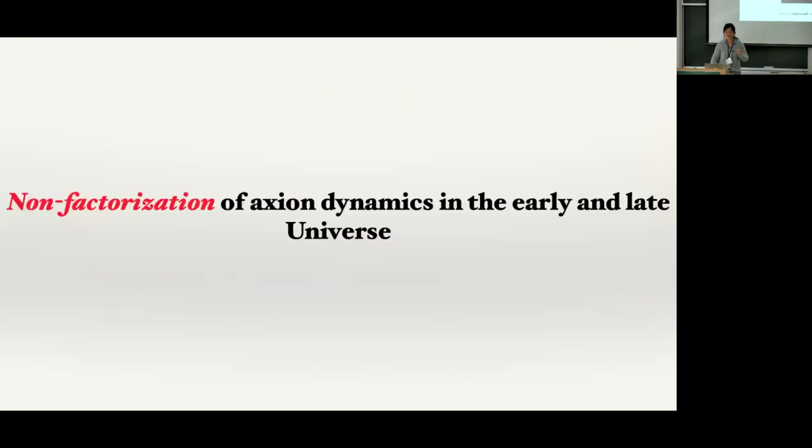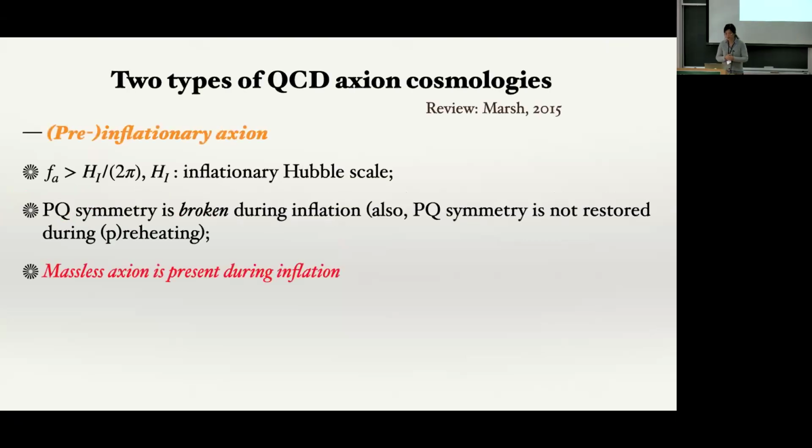So the first point I want to make about axion dark matter is what I call the long factorization of axion dynamics in the early universe and the late universe. By this I mean what happens to the axion during inflation actually has very important implications on the axion dark matter distribution at galactic and subgalactic scales. So canonically, there are two types of axion cosmologies.